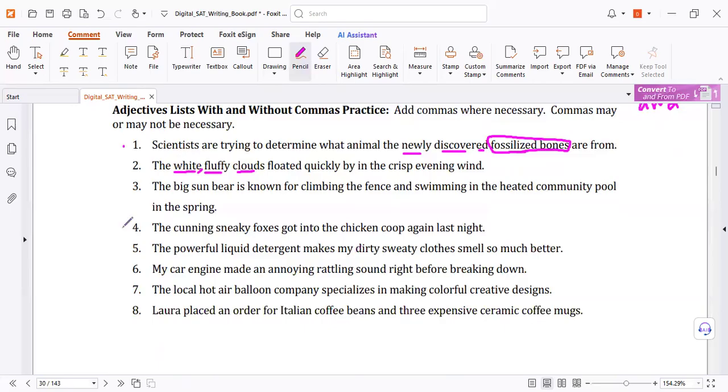Here again, number 4. Do we need a comma? Yes. The cunning, comma, sneaky. What's the point?